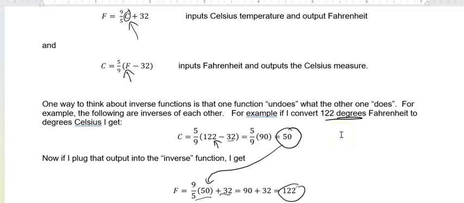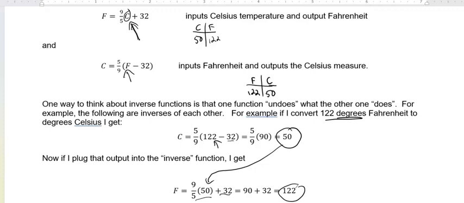Here's another way to look at it. So the input for the Celsius was 122, so that's input, which a lot of times we use X, 122. And the output, a lot of times we use Y, would be 50. And look at this other function. If I input the 50, and put 50 here, what happened? I got an output of 122.